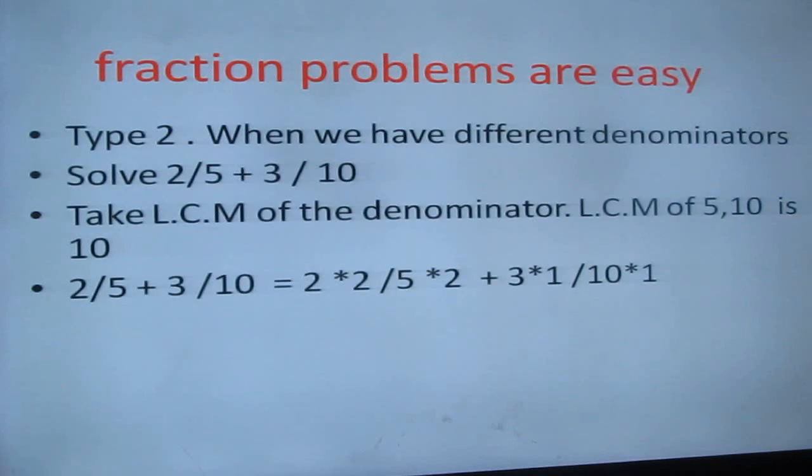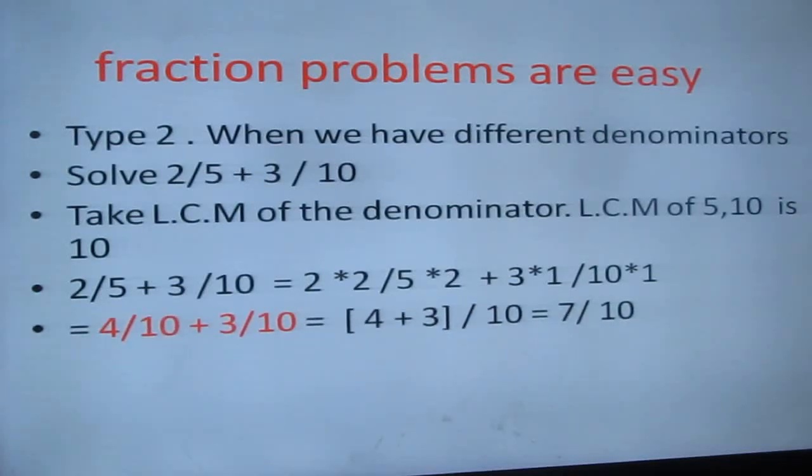2 into 2, the denominator you should make it 10, right? The 5 you should make it 10. 5 into 2 is 10, 2 into 2 is 4. So 4 by 10. This 10 is already 10 only. Either you can multiply with 1 or you can leave it. I have just multiplied here, okay? 3 into 1 and 10 into 1. So what will you get? 4 by 10 plus 3 by 10.